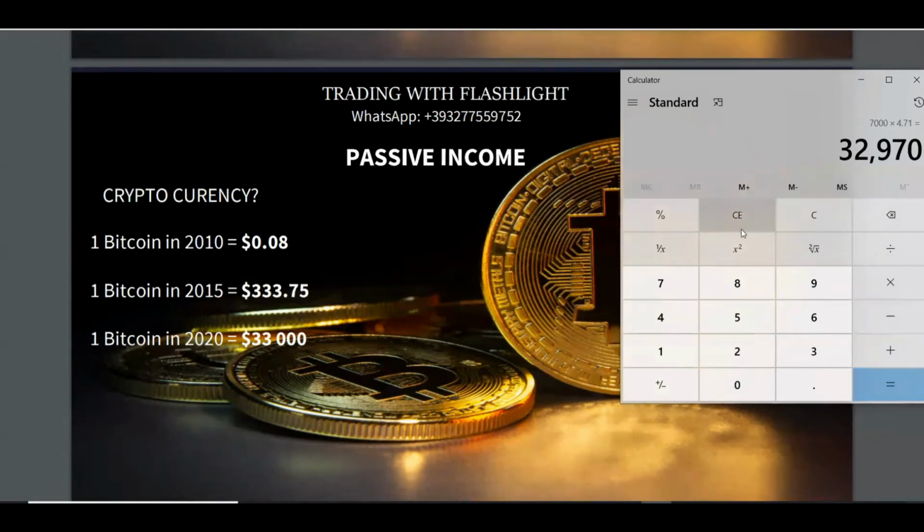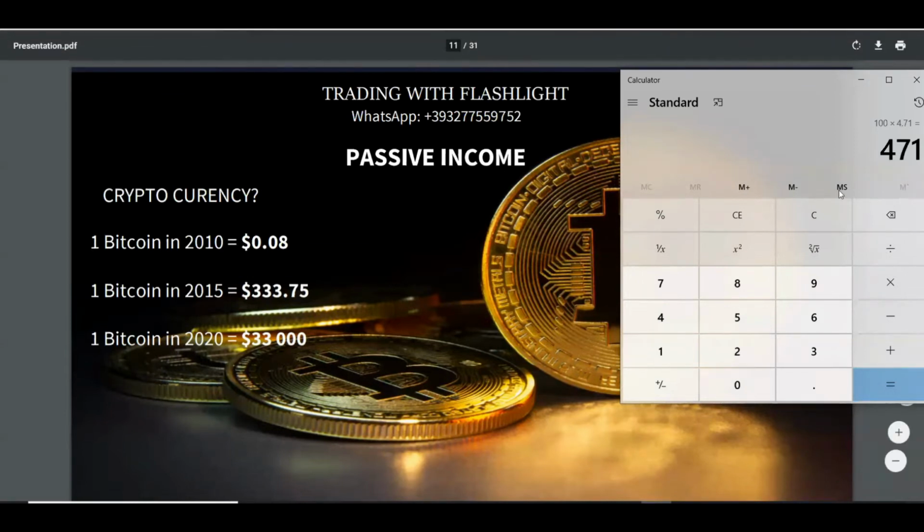So what does it mean? It means that somebody who put $100 in January now has $471. It's very important to always talk about percentage, because if you put $100 in Bitcoin and one Bitcoin is equal to $33,000, you are not going to earn $33,000. No, you are earning the percentage that you have put in.